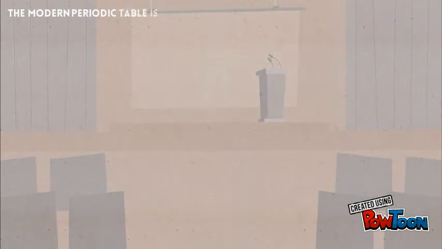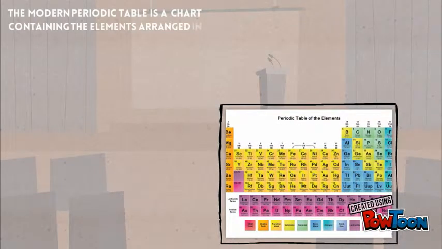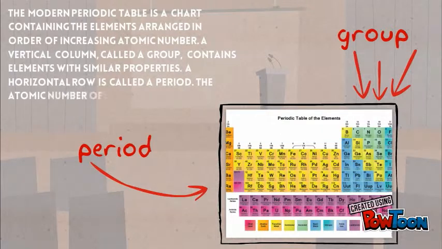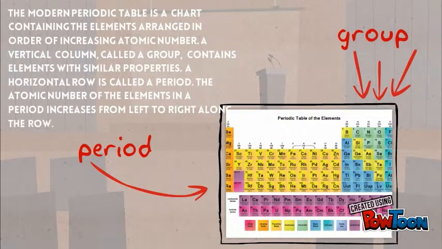The modern periodic table is a chart containing the elements arranged in order of increasing atomic number. A vertical column, called a group, contains elements with similar properties. A horizontal row is called a period. The atomic number of elements in a period increases from left to right along the row.